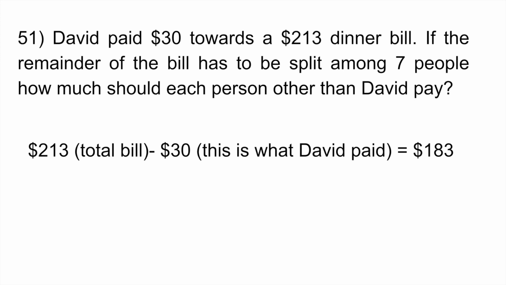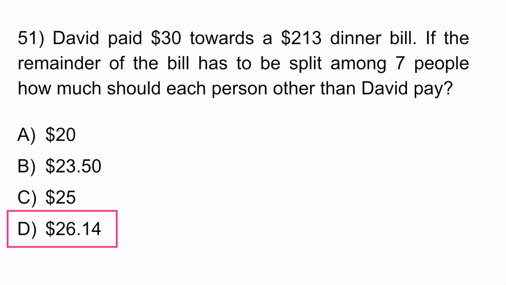Okay, and then it tells us in the question that the bill has to be split among 7 people. That does not include David. So all you have to do now is divide that $183 bill by 7 people. That gives you $26.14. Option D.